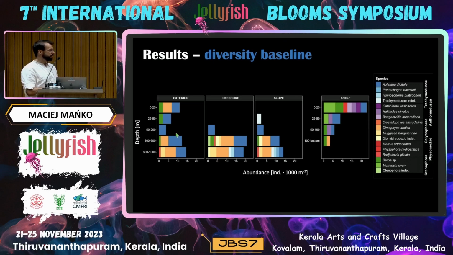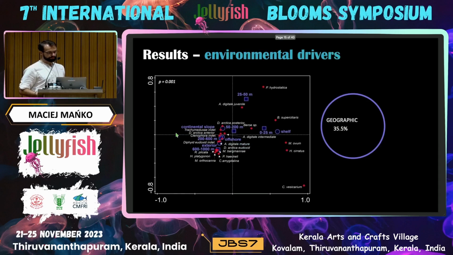So to start with the diversity baseline, we identified 26 taxa, and they were all species that we expected to see there. So there was nothing new, nothing surprising there. We see highest diversity in shallow shelf waters, primarily due to the presence of meroplanktonic taxa. And then in the open ocean, what we see was high diversity, mainly driven by Trachymedusae.